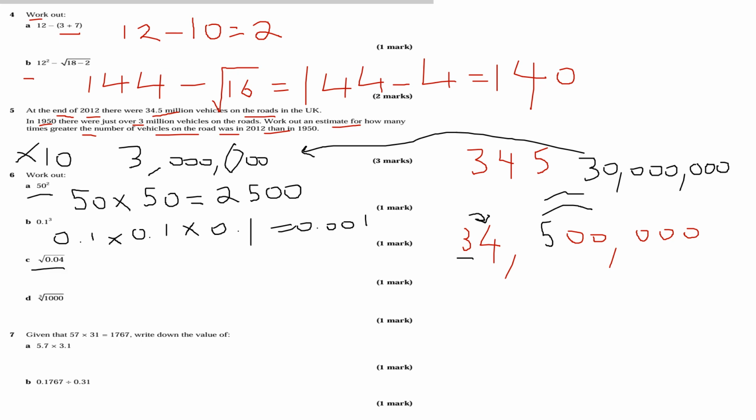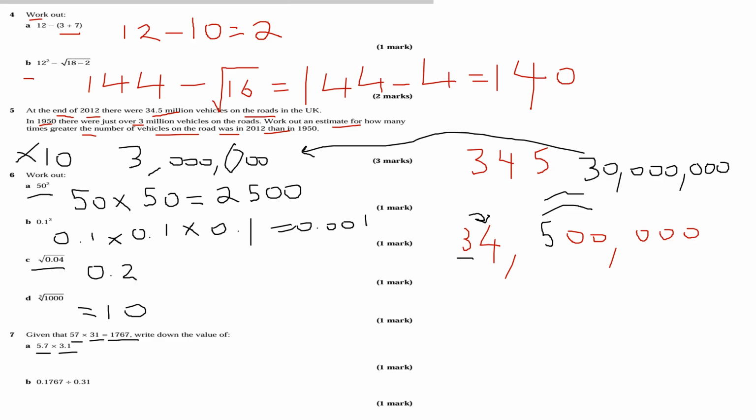Part C, the square root of 0.04, that'll be 0.2, because 2 times 2 is 4. And because there's more decimal places here, we knock off a zero for square root. Part D, the cube root of 1,000, that'll be equal to 10, because 10 times 10 times 10 is 1,000.